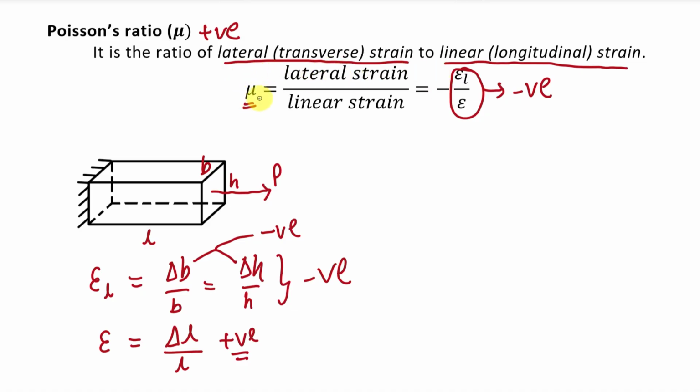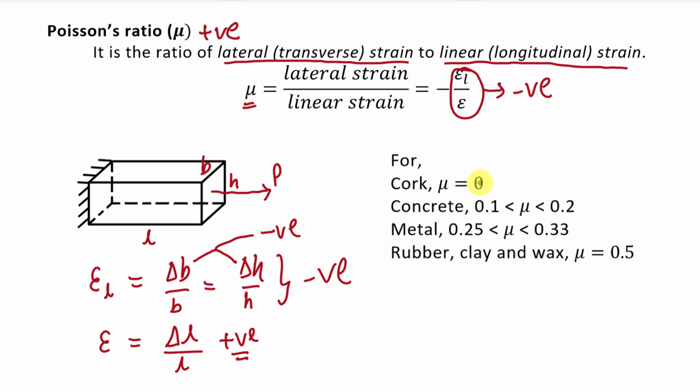Now what will be the unit of mu? Here there is lateral strain and here there is linear strain, and we know that strain is unitless, right? So Poisson's ratio also will be unitless. Now here there is value of mu for different types of material. It is not important because value of mu will be given to you.